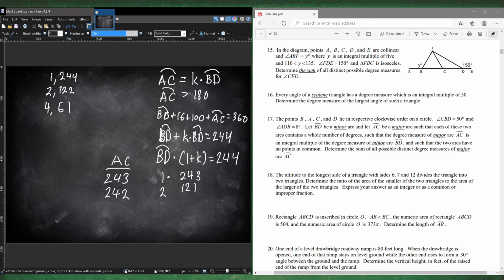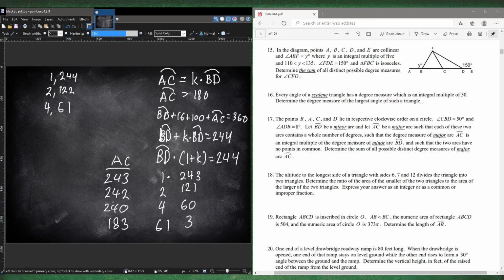Now let's say BD is 4. So if BD is 4, that means this side has to equal 61. That means this is 60. K has to be 60. 60 times 4 is 240. So that's greater than 180, so that works. And now we can flip that around. So 61, and 1 plus K equals 4. So that's a 3 for K. And then 61 times 3 is 183 for AC.